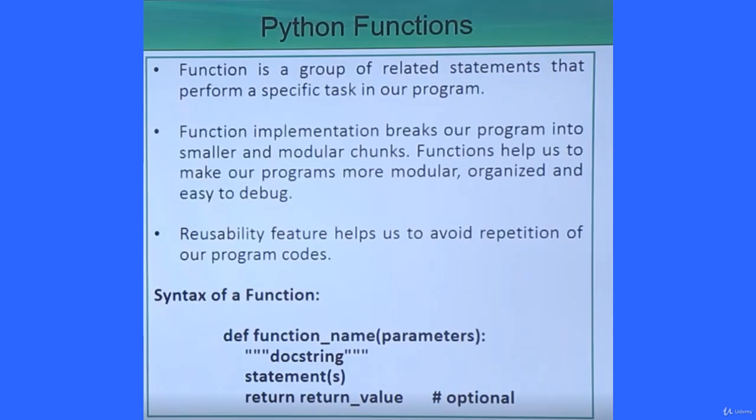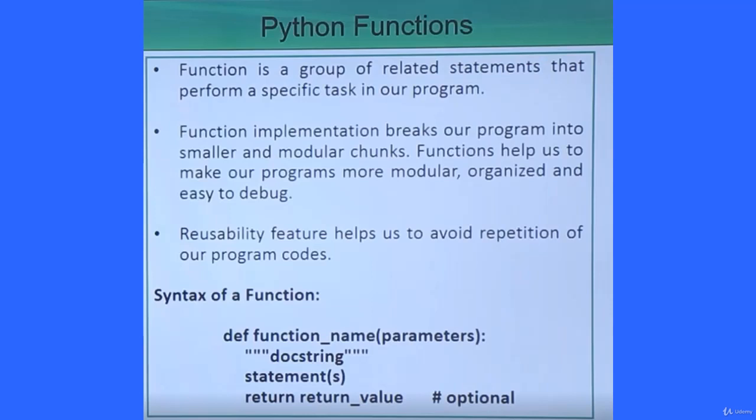Then there is a docstring, which is enclosed within triple quotes. If you want to insert the docstring, that is a documentation string, it should be the first statement within the function body. Then we can write one or more statements, and then return, followed by the return value, which is optional. A function may or may not return a value. So that is the way to write a function in Python.